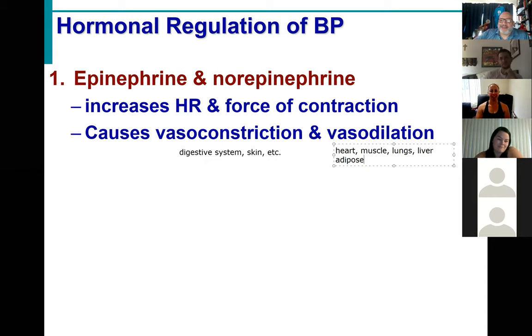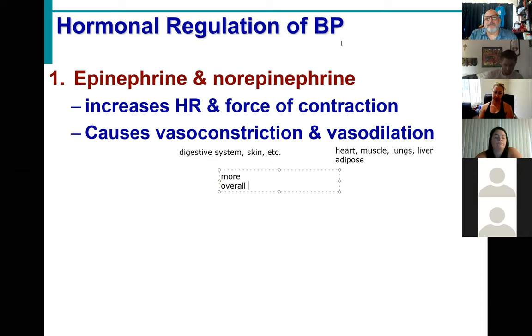So again, you've got to remember from an evolutionary standpoint, stress equaled energy. And so that's where these things are dilating in those cases. Now, if you think about it, we have this vasoconstriction and vasodilation, but there is more of the constriction than there is of dilation. And so overall, what effect does this have on the blood pressure? Increases. It's going to increase blood pressure. Absolutely. All right.